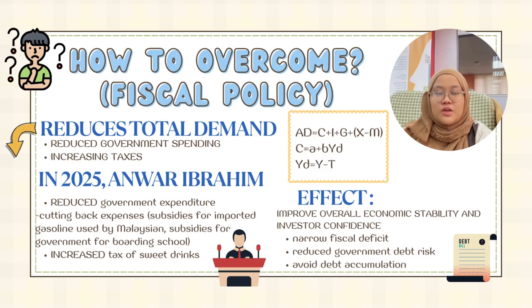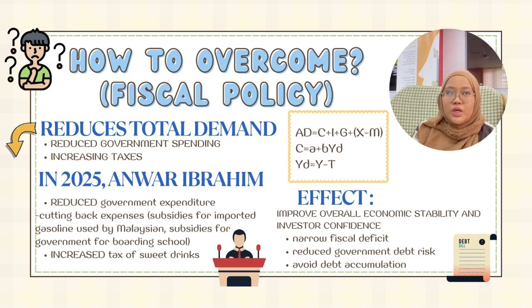In mid 2025, Malaysia's Prime Minister Anwar Ibrahim has been targeting to revamp the gasoline subsidies and subsidies for boarding school, so that high income families and individuals will have to pay more for the services. To increase government's revenue, Anwar Ibrahim said that government has been planning to increase tax for sweet drinks, as it can be beneficial to lower consumer spending and also for the sake of public health.